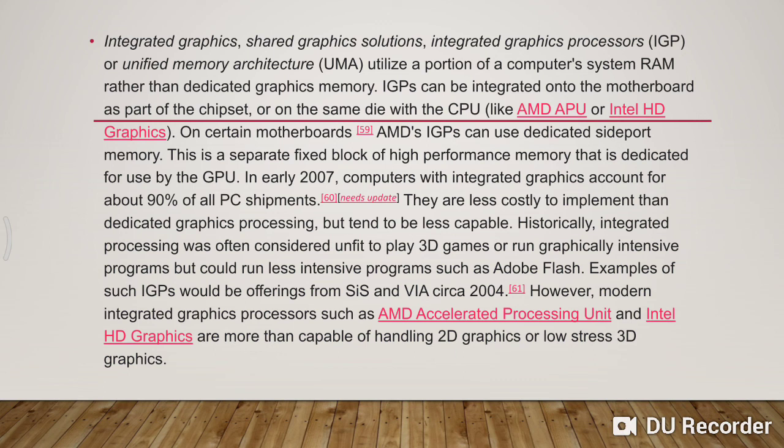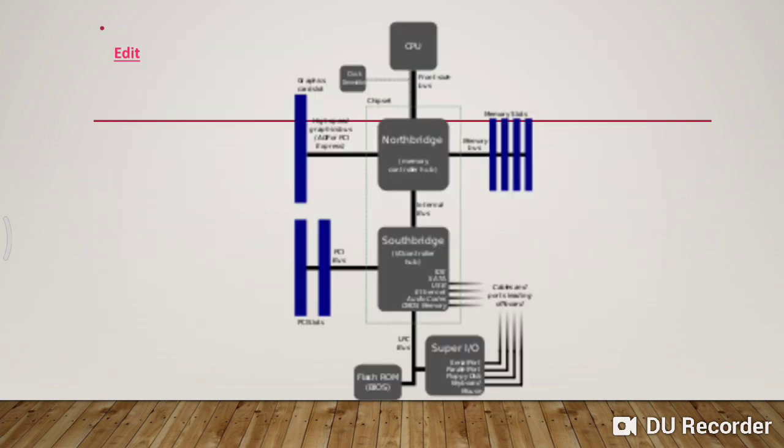Historically, integrated processing was often considered unfit to play 3D games or run graphically intensive programs, but could run less intensive programs such as Adobe Flash. Examples of such IGPs would be offerings from SiS and VIA, such as the VIA S3 Chrome 400. However, modern integrated graphics processors such as AMD Accelerated Processing Unit and Intel graphics are more capable of handling 3D graphics.